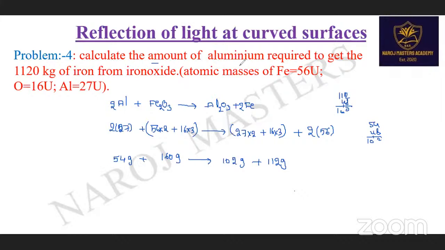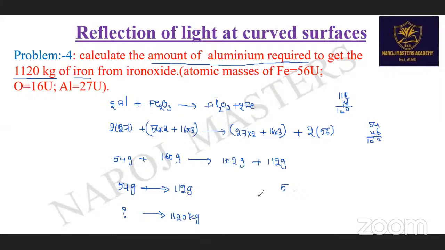So what is asked in the question: calculate the amount of aluminium required to get 1120 kg of iron from iron oxide. Basically 54 grams of aluminium is required to get 112 grams of iron. Then to get 1120 kg of iron, not grams, how much aluminium is required? Do the cross multiplication and convert kg into grams.